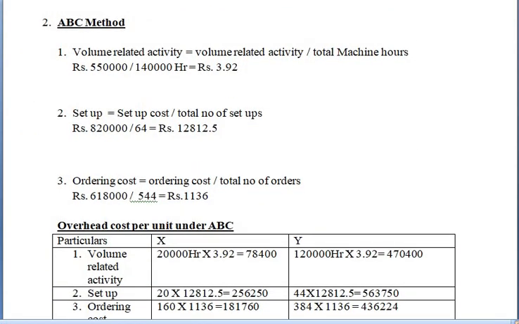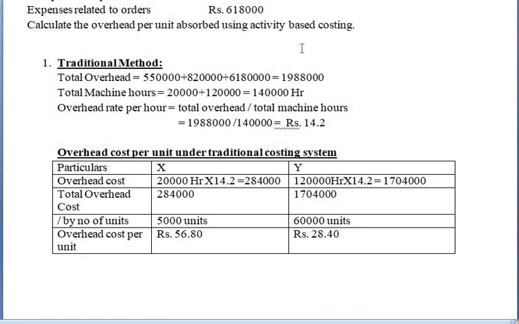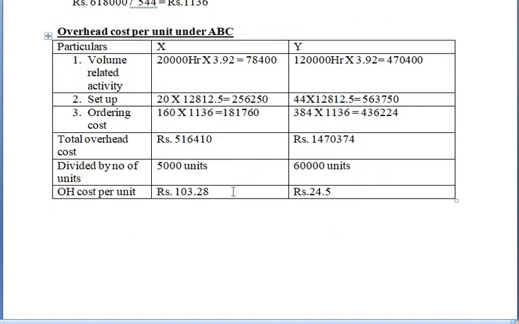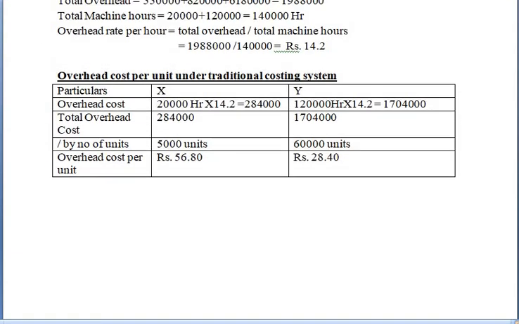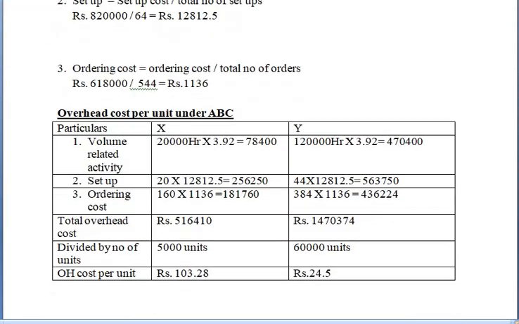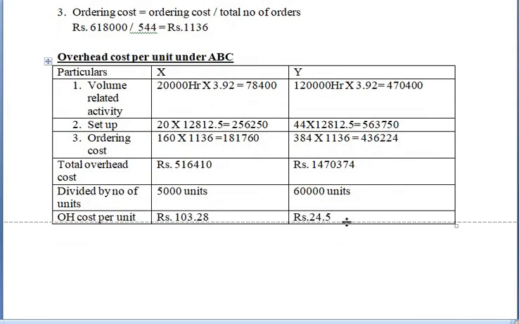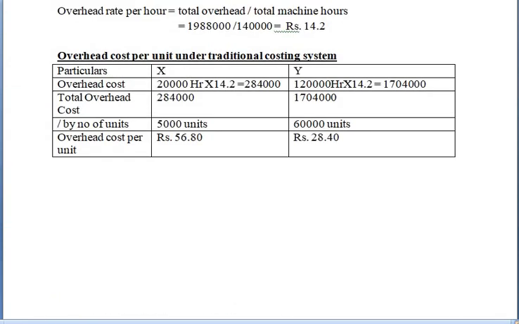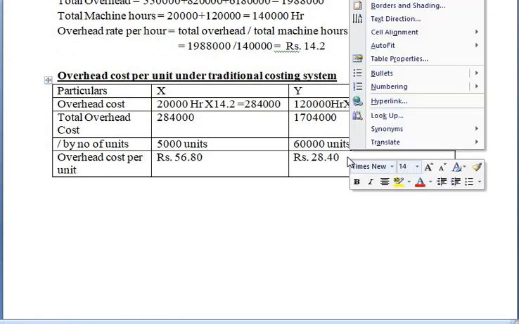Now you can compare ABC with traditional. In traditional method, product X cost is 56 rupees. But in ABC system, product X cost is 103 rupee. Here, product X is under costed in traditional system. Product Y cost is 28 rupee in traditional, but here product Y cost is 24 rupee. So the cost of product Y is over costed in traditional system.